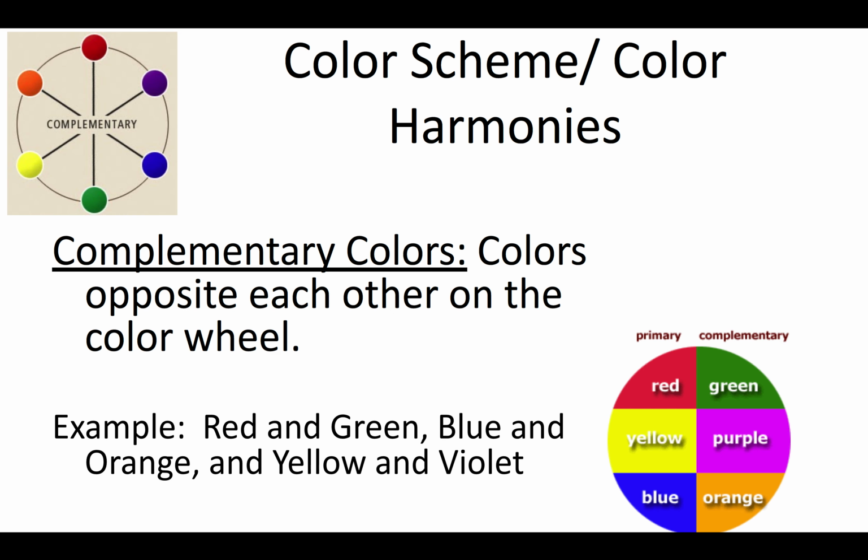Complementary colors. Remember, this is how you make gray. So complementary colors are colors opposite of each other on the color wheel. So for example, red and green, yellow and violet, and blue and orange. The reason that they're called complementary colors is because they complement each other. They make each other look good.